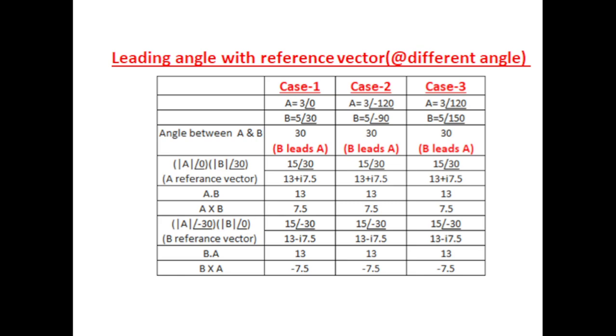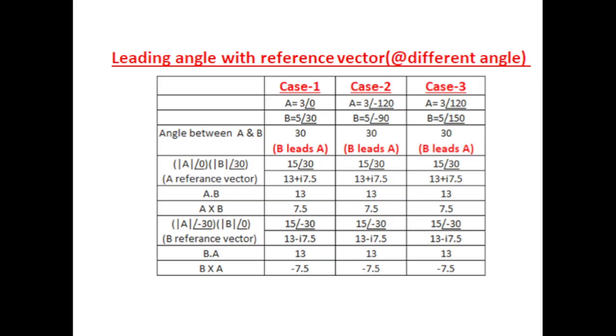Leading angle with a reference vector, with the reference vector at a different angle. Here we consider three cases. In case 1, vector A equals 3∠0 and vector B equals 5∠30. In case 2, vector A equals 3∠-120 and B is 5∠-90. In case 3, A equals 3∠120 and B equals 5∠150. The angle between A and B for all three cases equals 30, that is, B leads A.